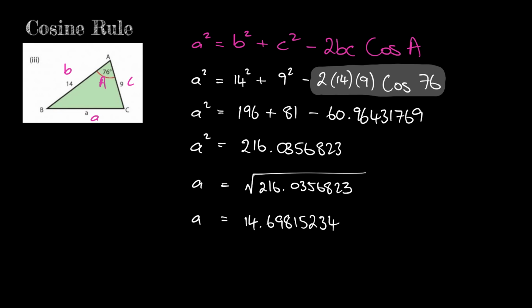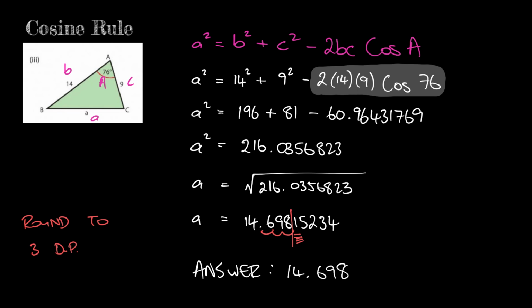3 decimal places. Okay, so I'm going to round this to 3 decimal places. So I'll go back 1, 2, and 3. I'll draw an imaginary line. I look at the number that follows. So my answer there will be 14.698, and that is units.